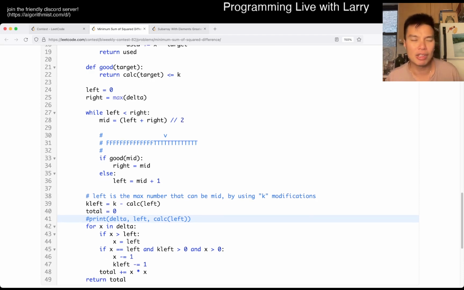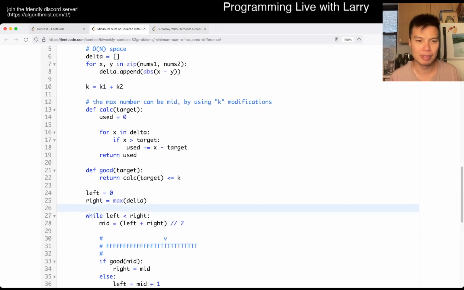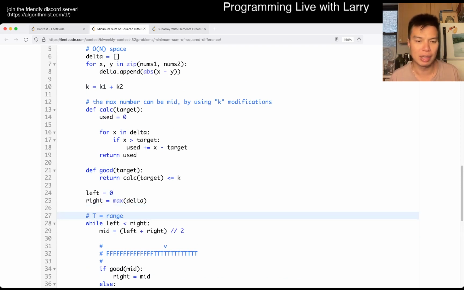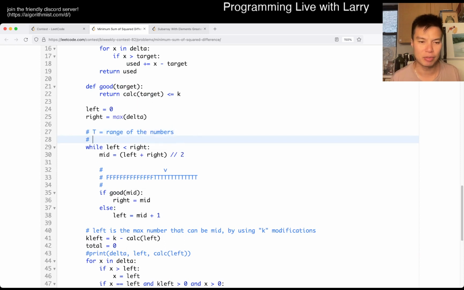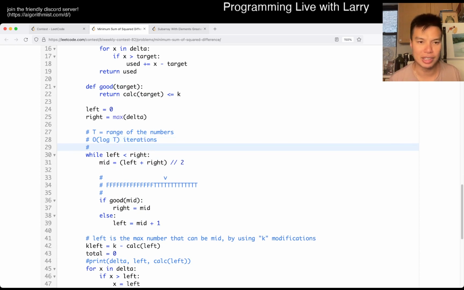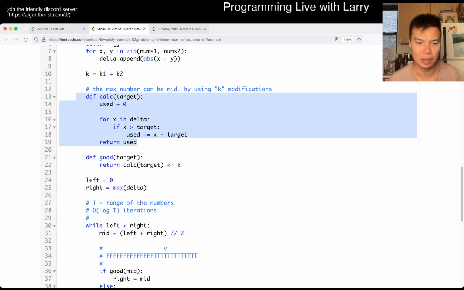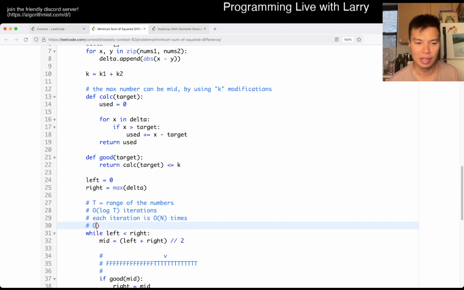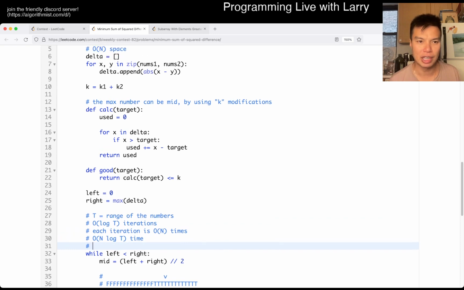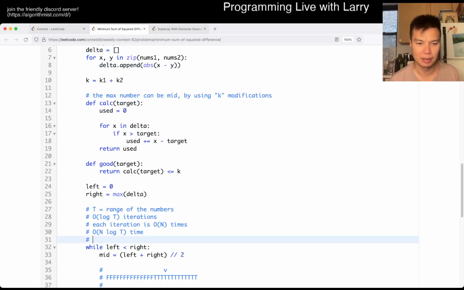But yeah, okay. So what's the complexity, right? Well, let's say t is equal to the range of the numbers, which is 10 to the fifth, I think. Yeah, 10 to the fifth here, or 2 times 10 to the fifth. Then this one is going to iterate log t times, and the good function is of course just linear, so each iteration is O of n. So this is going to be O of n log t time in total. And in terms of space, we use the delta array, so this is going to be O of n space.